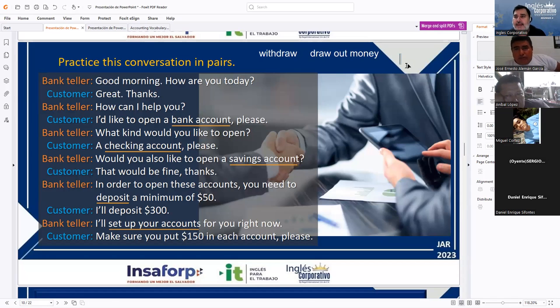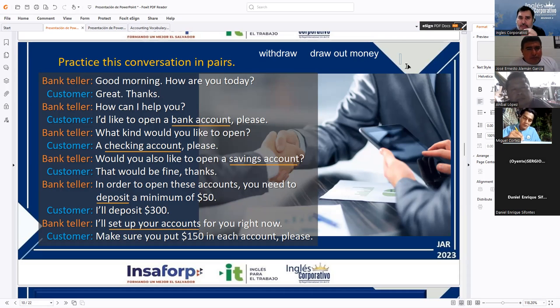You go to the bank, you present your passbook, and then you say, I want $500. Okay, the lady counts the $500. You have to sign, okay, sign, and they give you the money. That is draw out money. Take money out of your account, right? Take money out of your account is to draw out money, to withdraw money. Okay.